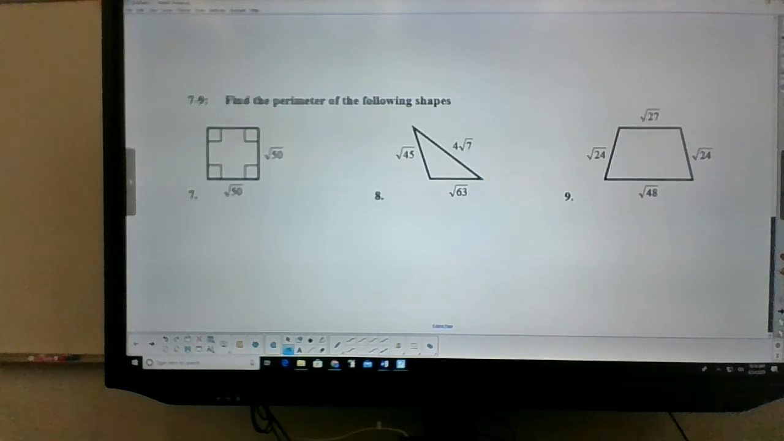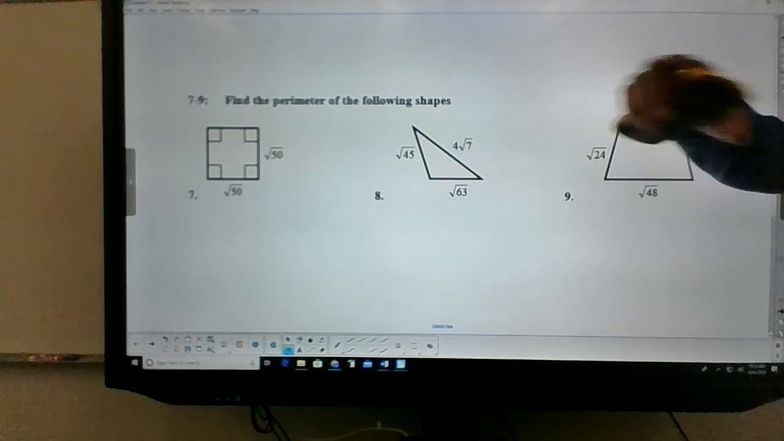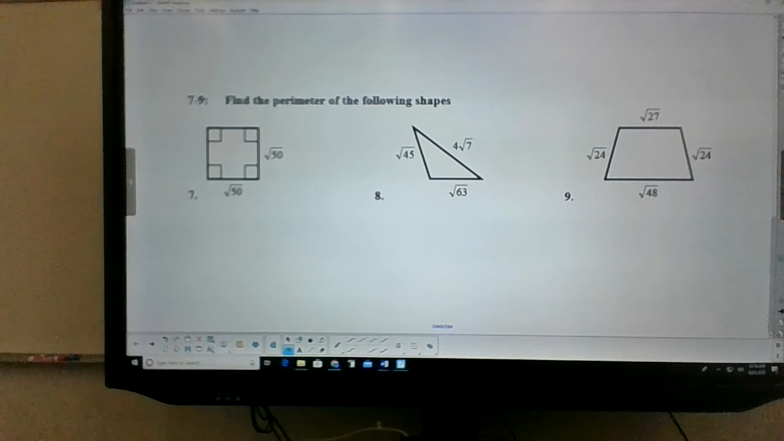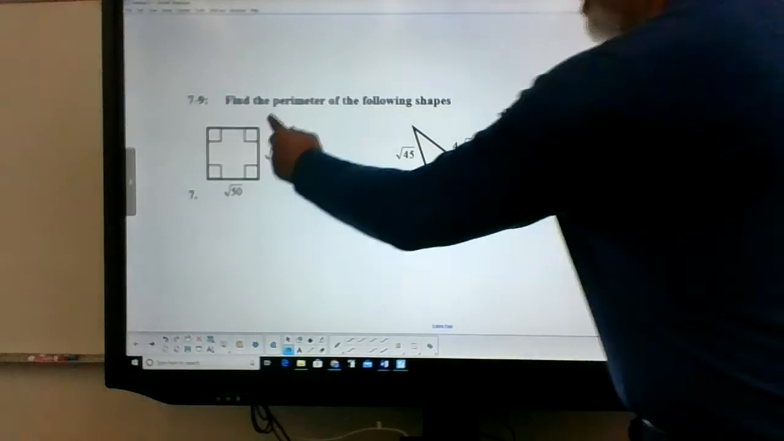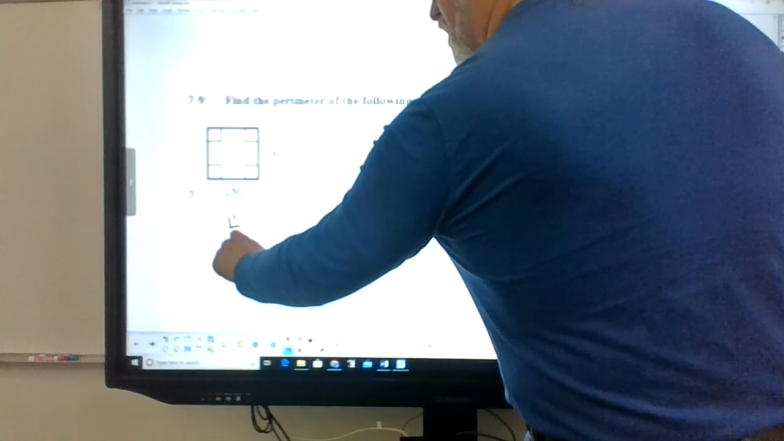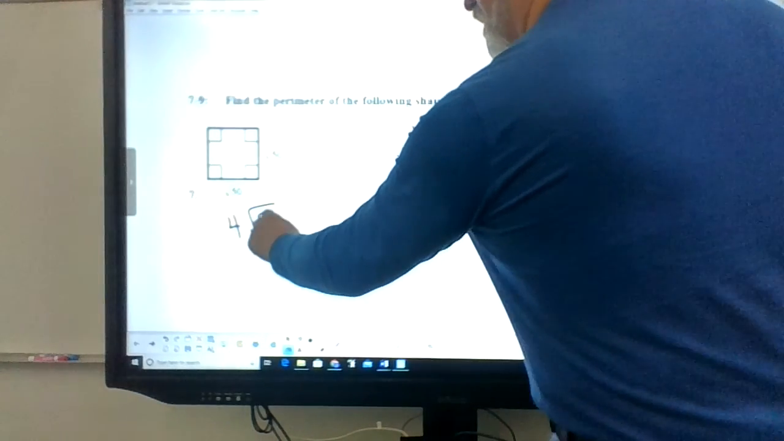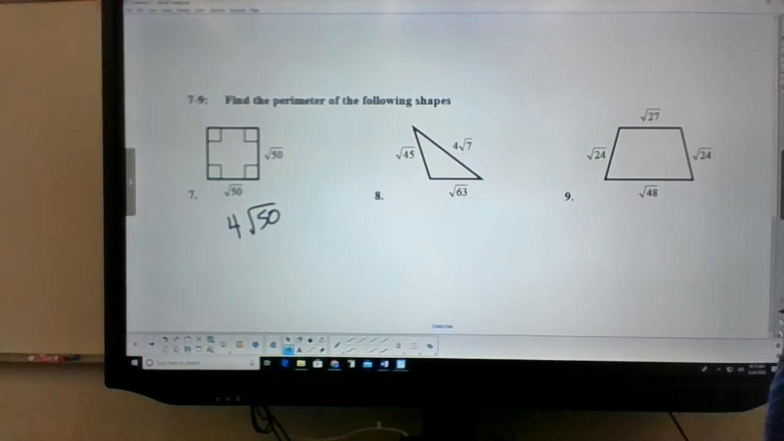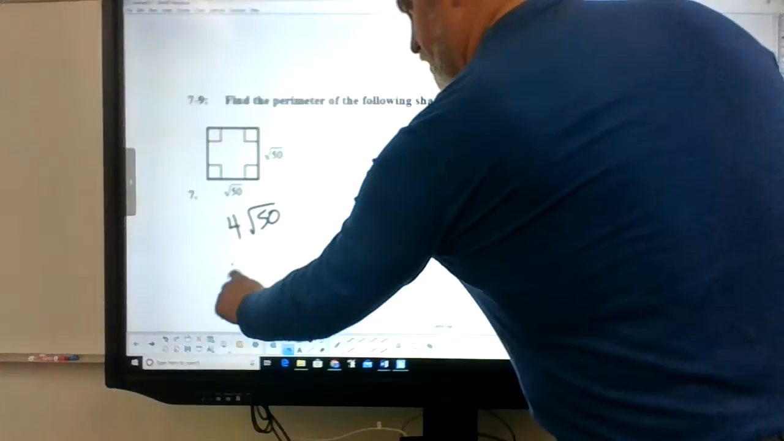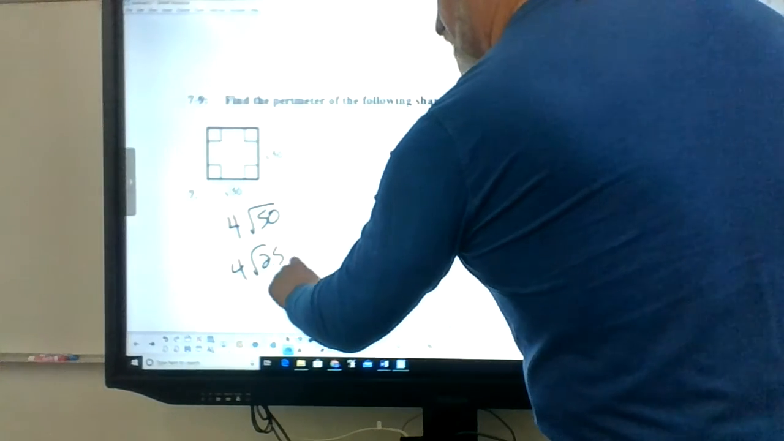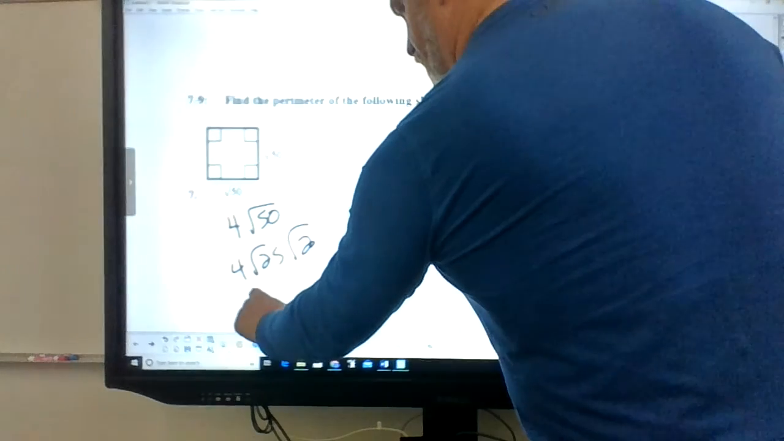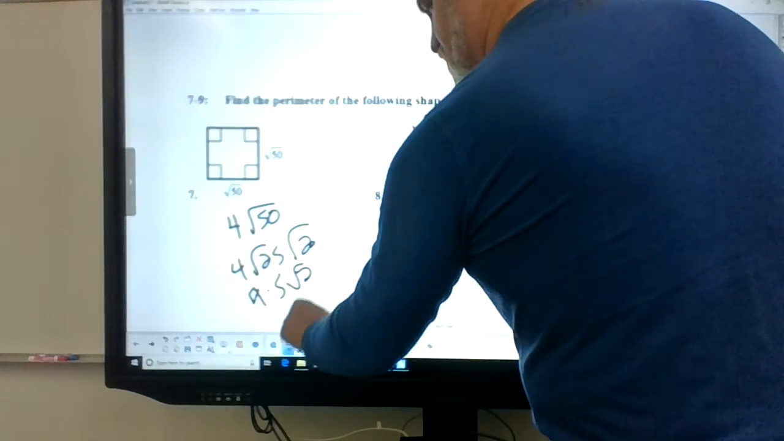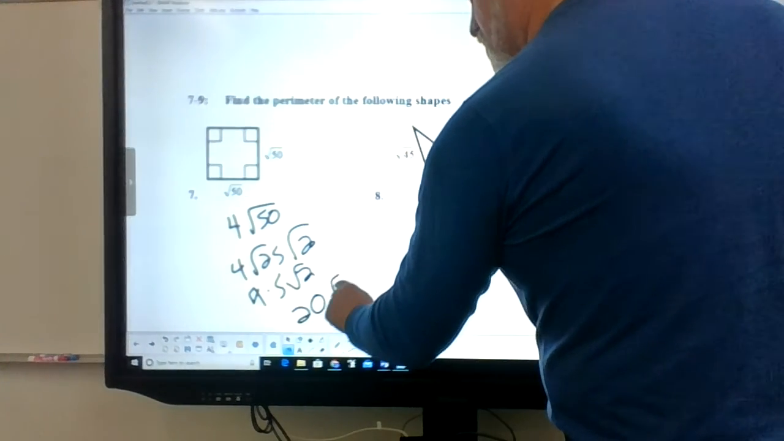And I'm just going to drop down here. I'm going to do one of these problems here. This is kind of cool. Let's do number 8. Find the perimeter of the following shapes. Well, here, this is kind of cool. Let's do 7. 4 times radical 50, or radical 50 plus radical 50 plus radical 50 plus radical 50. Again, 4 times radical 25 times radical 2. 4 times 5 times radical 2, or 20 radical 2.